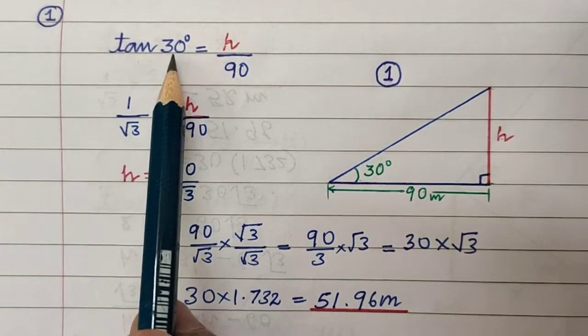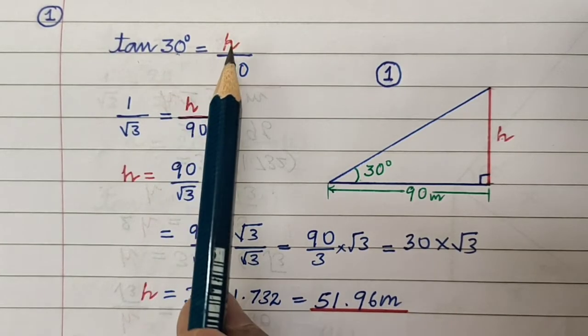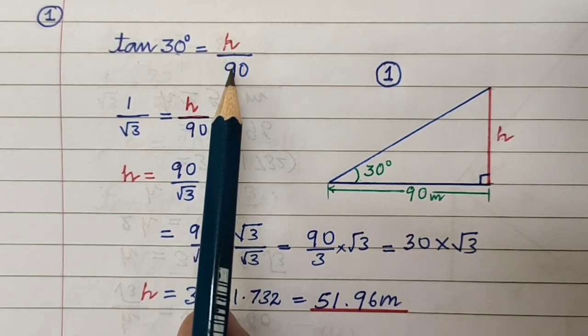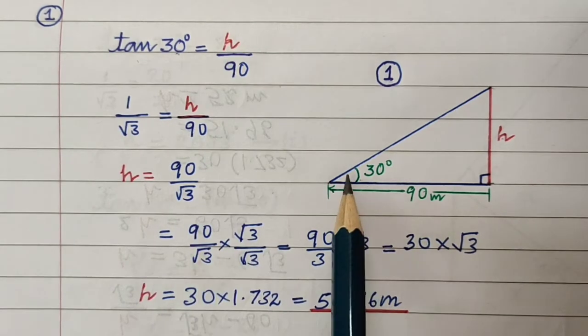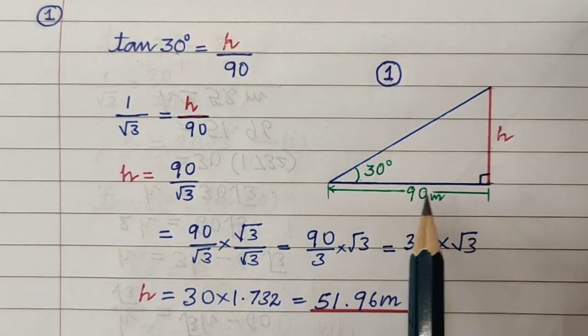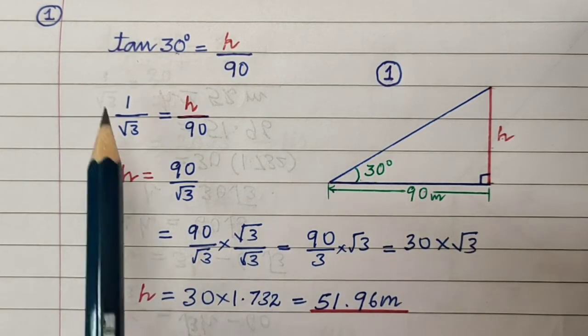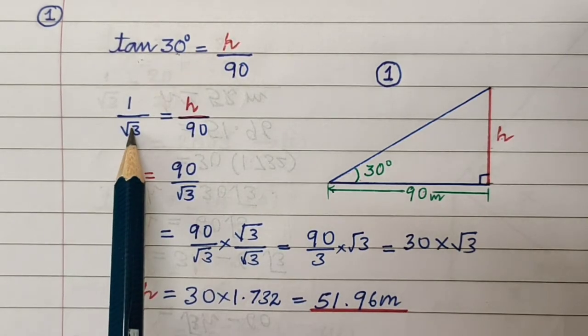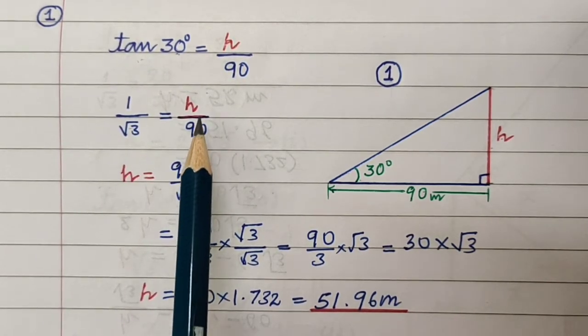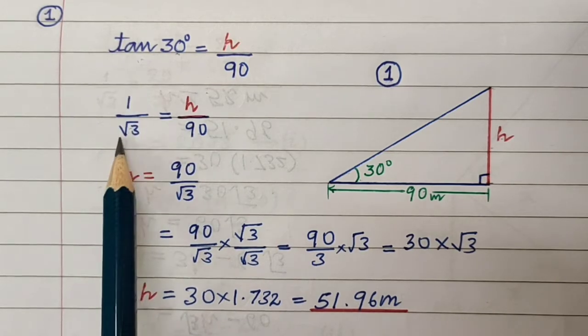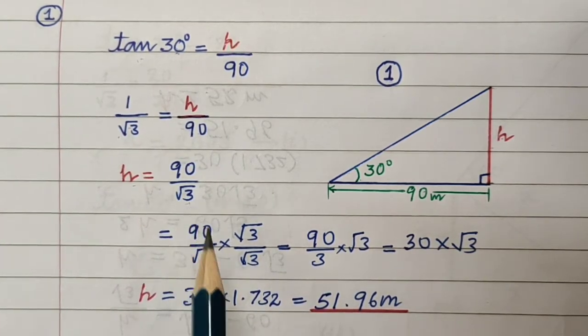Here tan 30 is equal to perpendicular divided by base, or opposite side divided by adjacent side. Tan 30 is 1 by root 3, h divided by 90. Therefore h is equal to 90 by root 3.